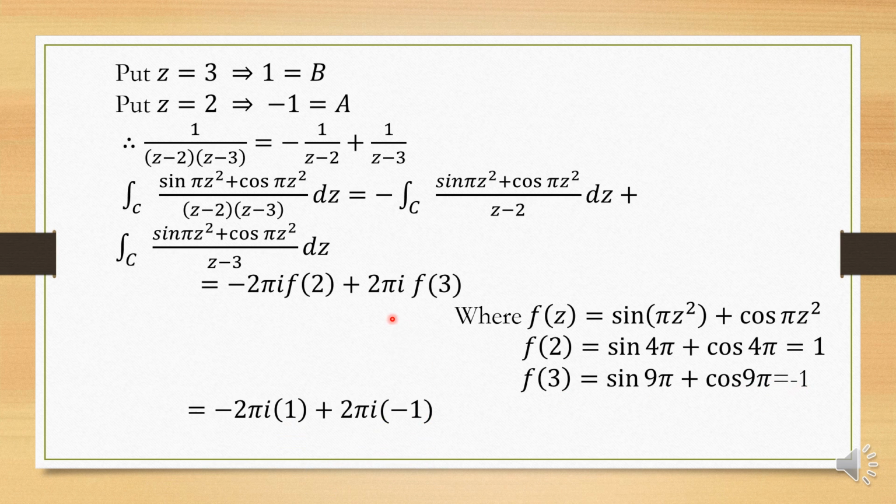Now substitute the two values here. The first one, f of 2 is replaced as 1 and f of 3 is replaced as minus 1. We get minus 2 pi i minus 2 pi i, that is minus 4 pi i.